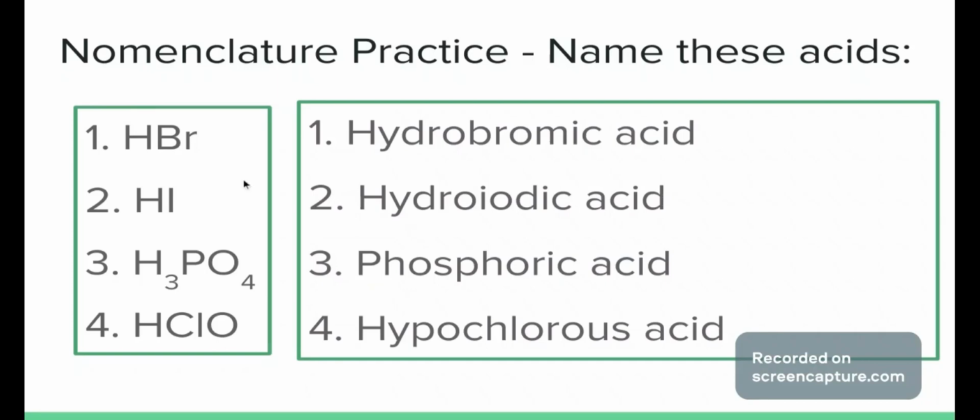And then number 2, you have another binary acid, because you have one type of ion afterwards. And so you're adding hydro at first, then you're taking the root of iodide, which is iod, as you see here, taking out the ide, and then you're adding ic at the end and acid.